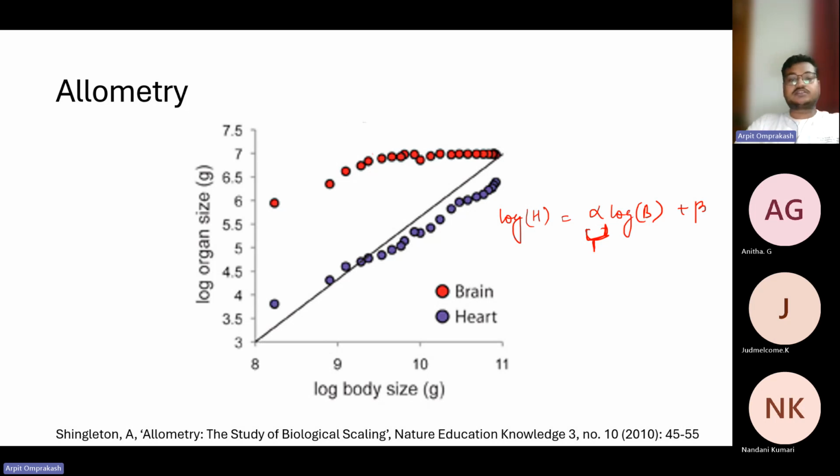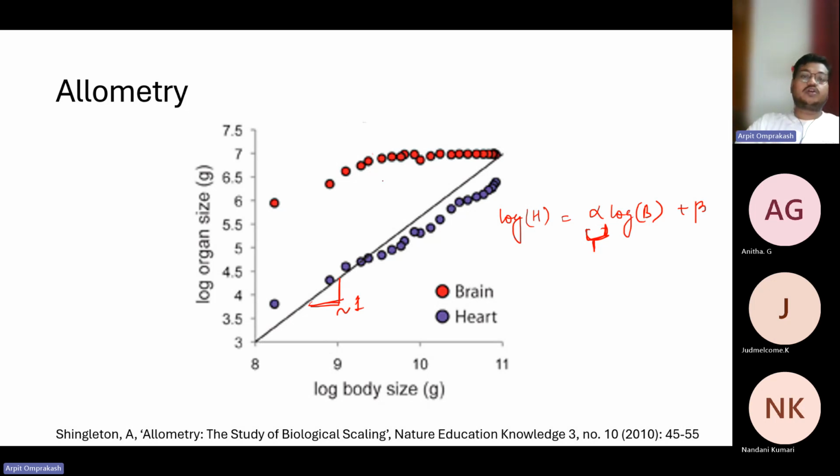For example, here, let's say approximately we see that the slope of this is somewhere close to 1, but we can say that the heart grows in sync with the body. Okay. Let's say this is approximately 1. So the heart grows in sync with the body. So as the body grows, the heart also grows proportionally.